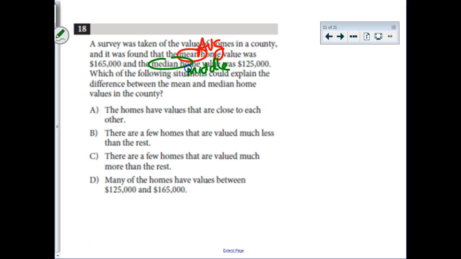So this is actually kind of a box and whisker plot idea. They're talking about the skewedness of the data based on outliers. So let's think about this, guys. You have a mean of 165,000. But the median, the middle, is below it at 125,000.